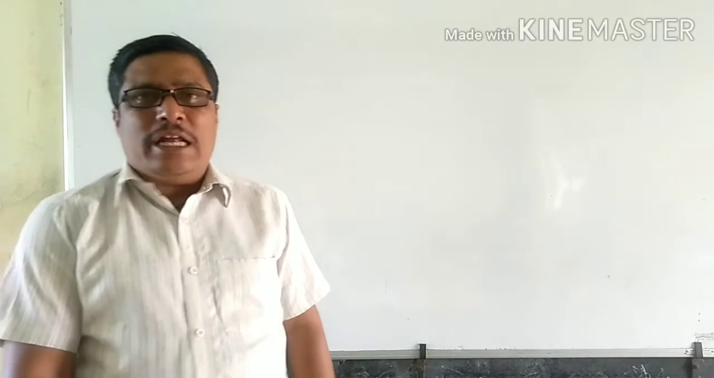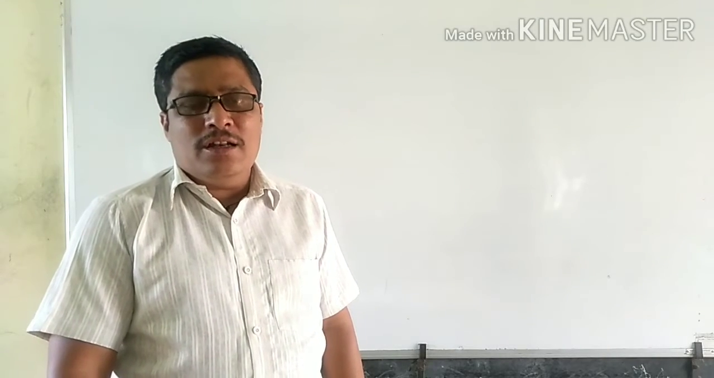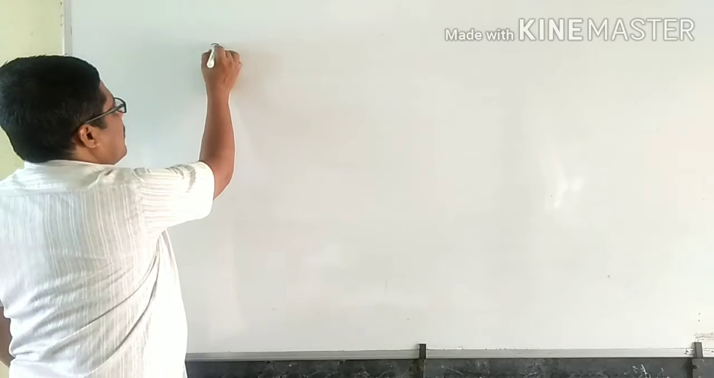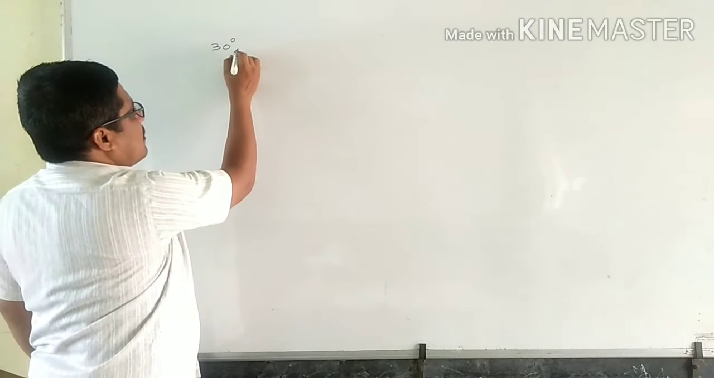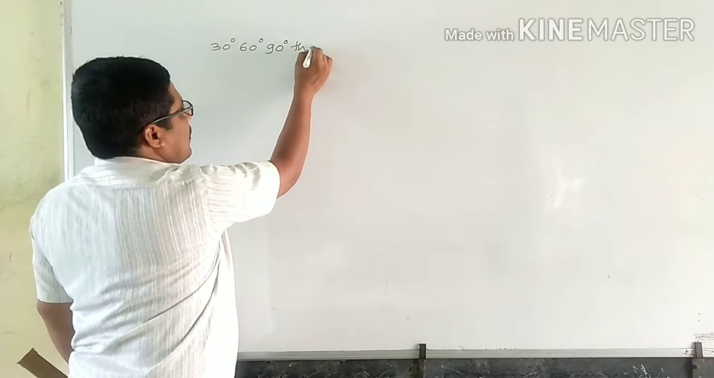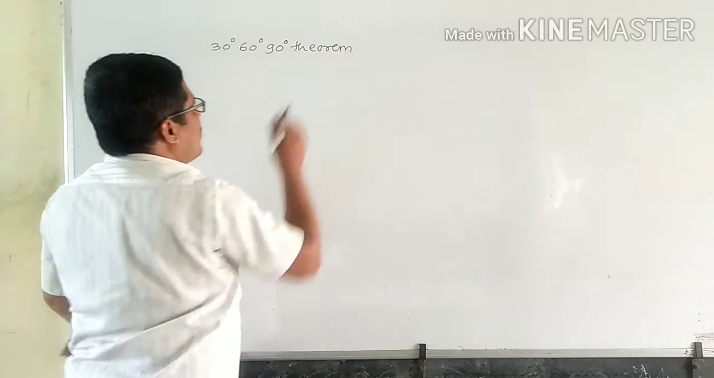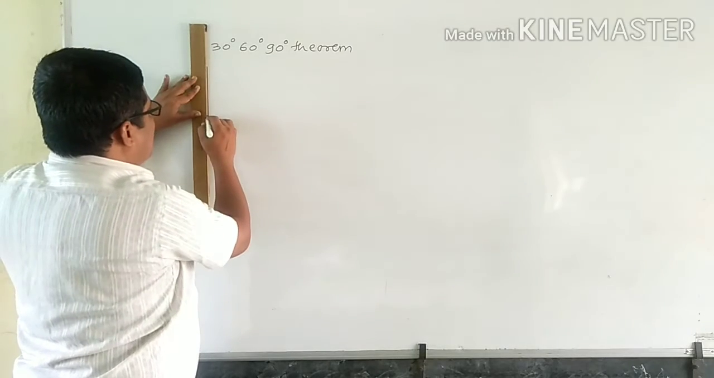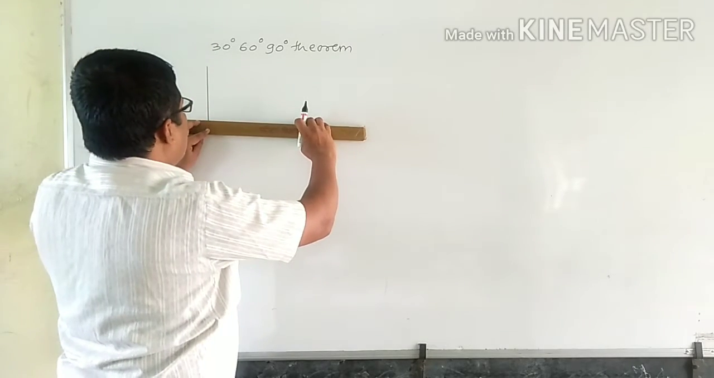Now we are going to learn about the 30, 60, 90 theorem and the 45, 45, 90 theorem, in short, that we learned in 9th class. So, first of all, we have to draw a triangle of the same measure.